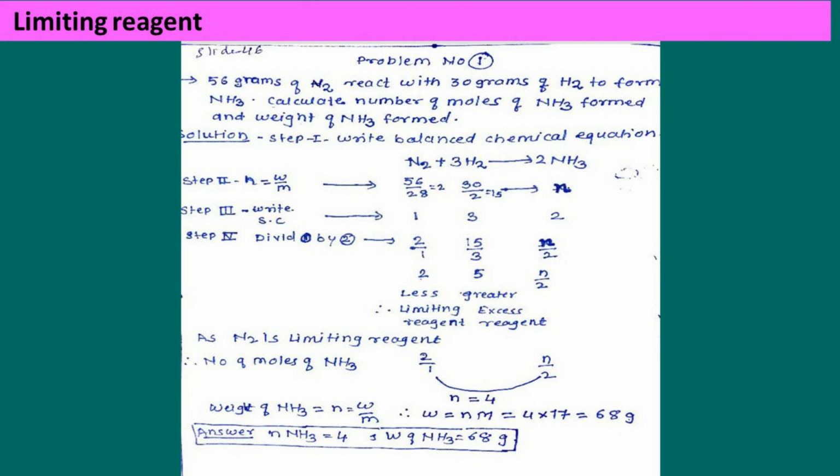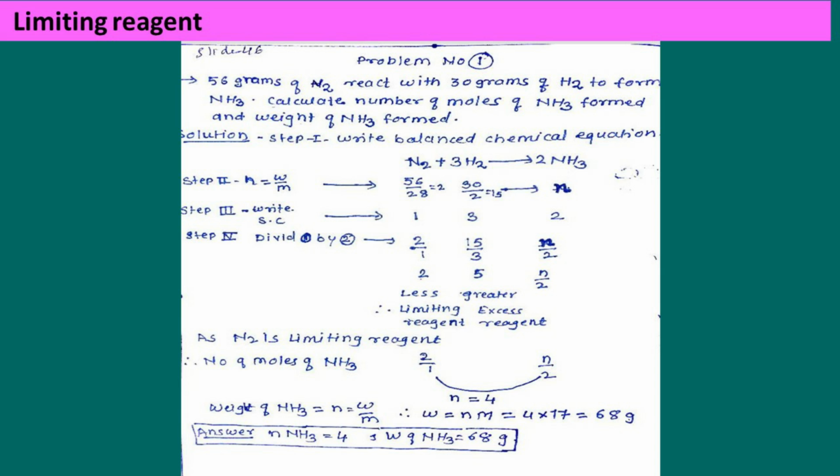So problem number 1, read the problem carefully. Again and again I have told you. See the problem. 56 grams of nitrogen reacts with 30 grams of hydrogen to form NH3, that is ammonia. Calculate number of moles of NH3 formed and weight of NH3 formed. Solution. Step 1. Write balanced chemical equation. Come on, N2 plus thrice H2 gives twice NH3.